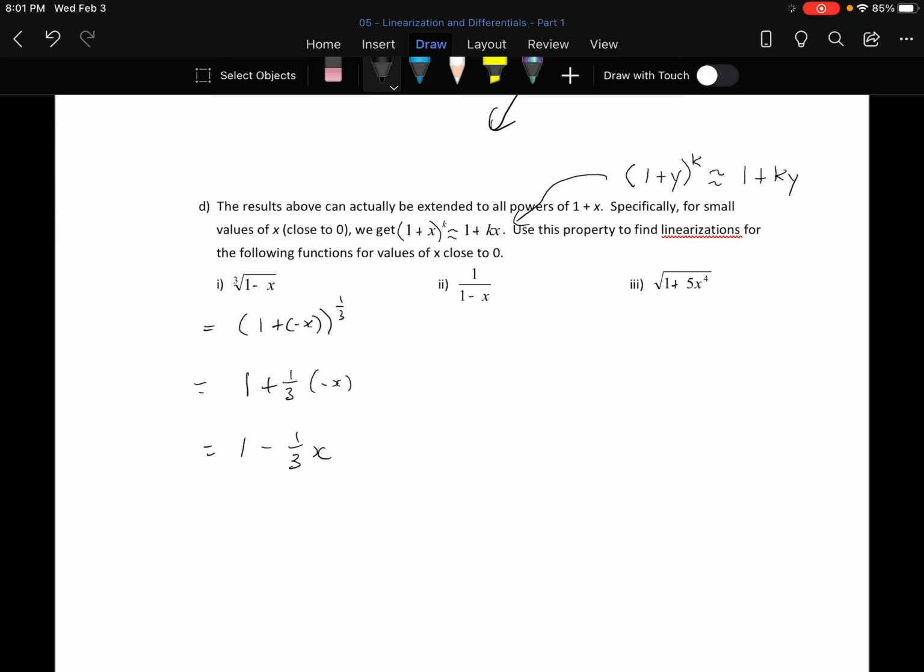Just a nice useful formula for finding linearization. So let me just write linearization there, and change those to little squiggles. Sometimes you don't see people use the little squiggles because we know what we're talking about here, but technically we should have little squiggles here.